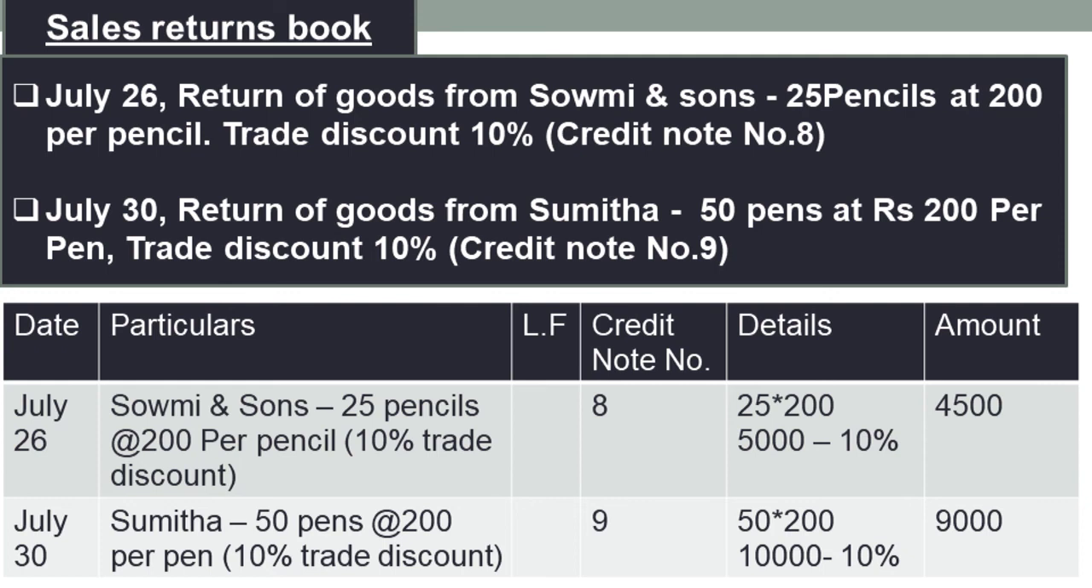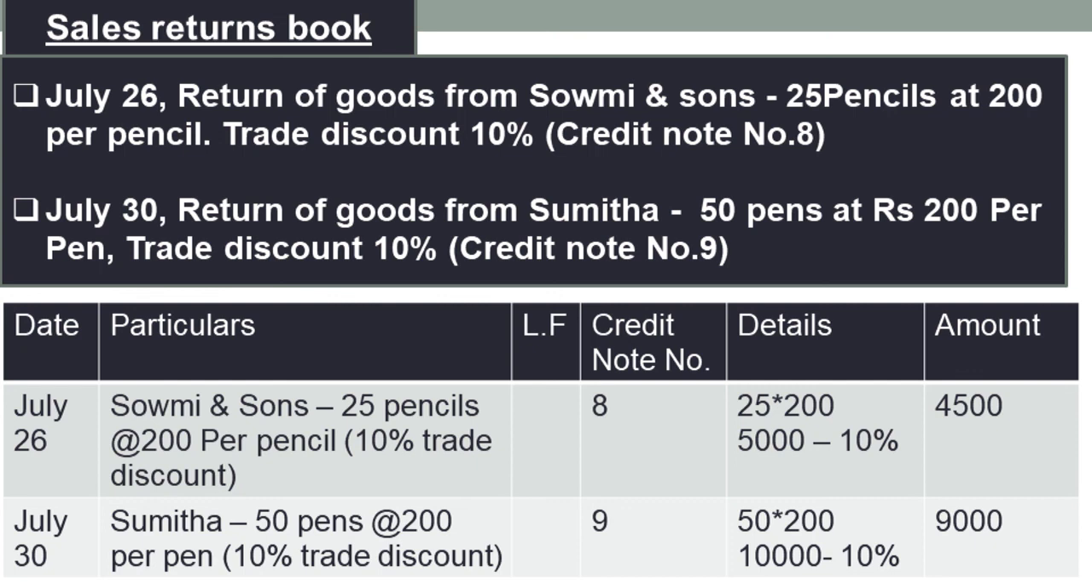The second transaction is on July 30th. We have received sales returns from Sumita. That is 50 pens at rupees 200 per pen. And while selling the goods to Sumita, we have allowed a discount of 10%. The credit note number for this transaction is 9.